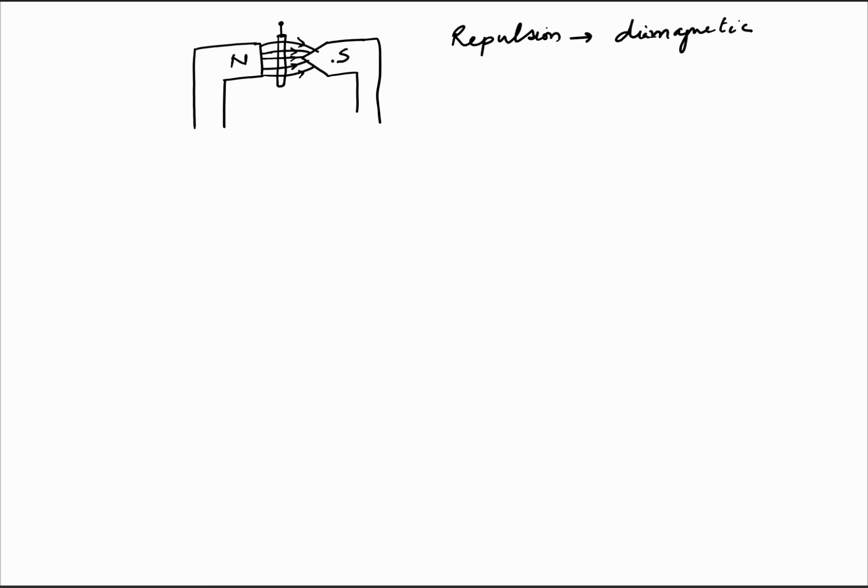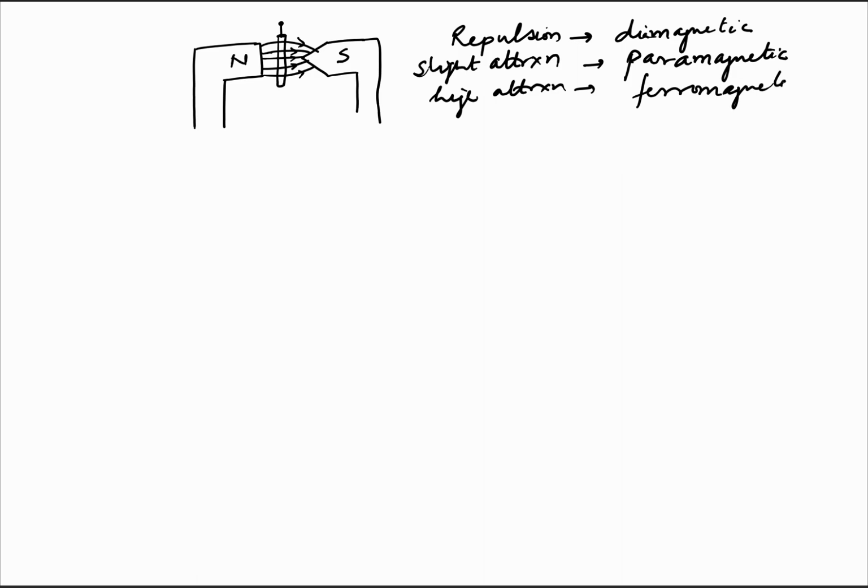In some materials there will be slight attraction towards the higher field. So slight attraction means it will be paramagnetic. And if there is a very high force of attraction, then it will be ferromagnetic. So this small experiment shows us that materials have different behavior towards a magnetic field.